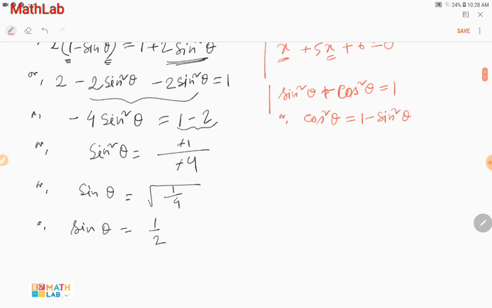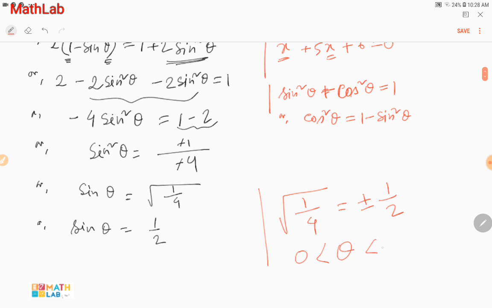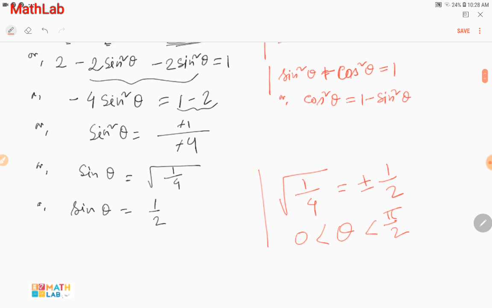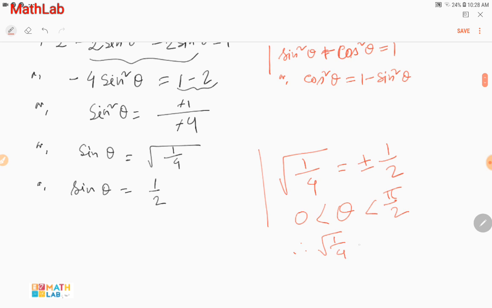Here we have to remember, when you take root 1 by 4, that will actually be plus minus 1 by 2. But in this case our condition is theta is greater than 0 and less than pi by 2. So root 1 by 4 equals to plus half, because 0 to pi by 2 is the first quadrant. In the first quadrant, all values are positive. That's why we take here only plus half.